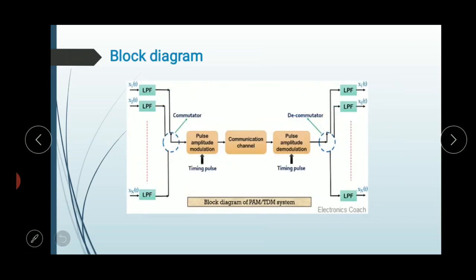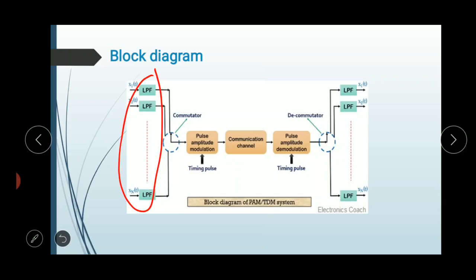Next is the block diagram. This is a diagram of a TDM system using the pulse amplitude modulation technique. Here at the beginning, the system consists of multiple low pass filters. These low pass filters are basically anti-aliasing filters that eliminate the aliasing of the data input signal.